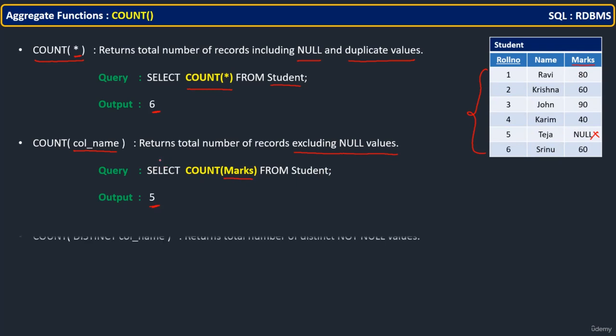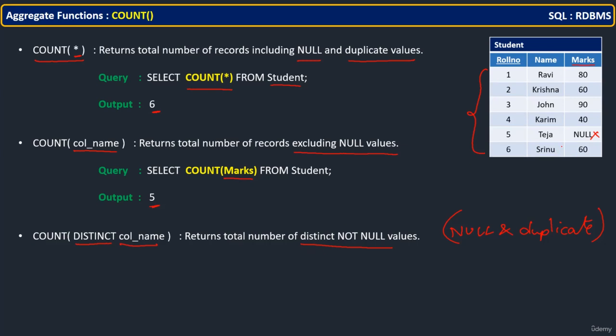Now another variation, if you observe, is count, and inside the column name, before that we are placing a distinct. Now you can guess for what purpose we are using this. Here we excluded null values in case of a column name. Now if you place a distinct, it is not considering null values and duplicates. That means null values are not considered, and of course duplicates are eliminated.